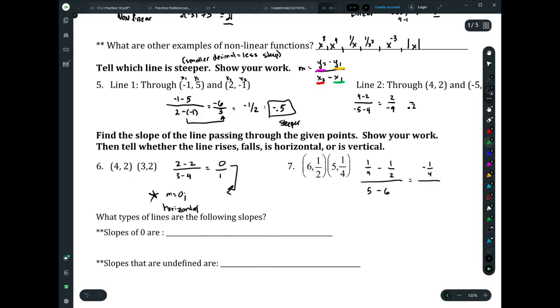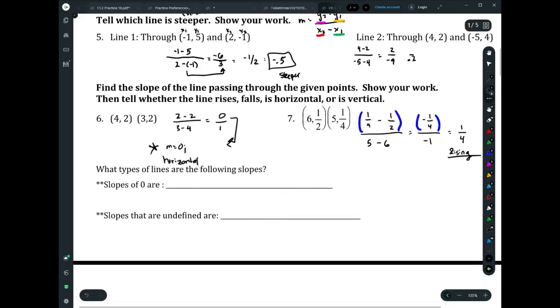So do these piece by piece. I know it takes a little more time, but it's okay. 5 minus 6 is easy because that's -1. And -1/4, doing it in my calculator over here, divided by -1 is going to be just positive 1/4 or 0.25. So that is the slope. And remember that rising slopes are positive. So it is rising.